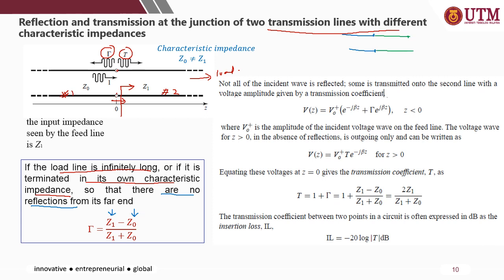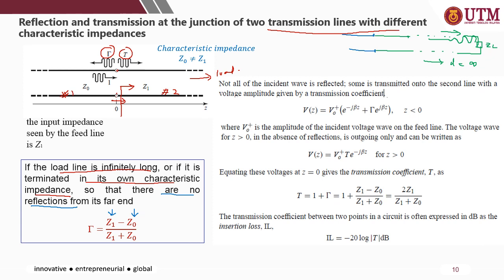So the second transmission line, and its far end until they reach the ZL. If the load line is infinitely long, we can assume that L is infinite. So we assume there's no reflection from the far end. Why? Because when there's reflection, the signal may have been attenuated, so we can assume that the signal has been transmitted to the load.